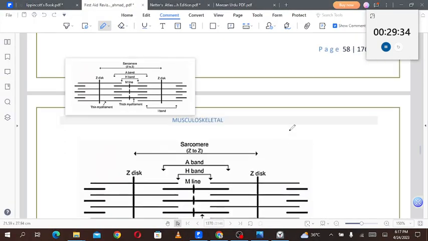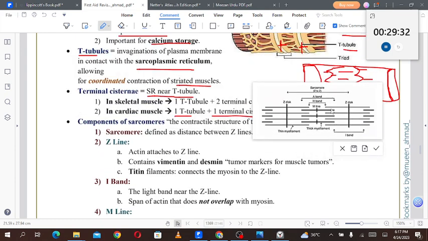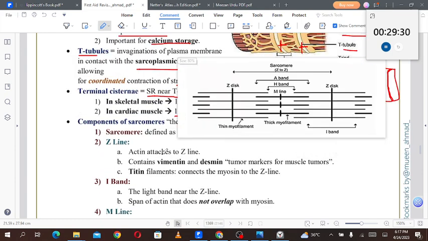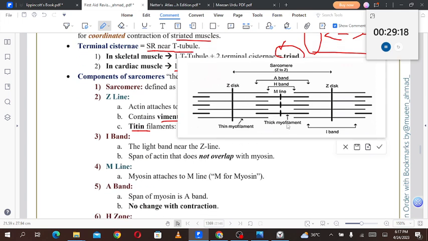I guess it's enough. So here you can see, right now I'm talking about the Z line. The actin filament will be attached to the Z line, which is made up of desmin and vimentin, right? And titin filaments will cause the attachment of myosin to this Z line. Okay, and what is the I band? The I band is the area around the two Z discs, which is a lighter tone. Your eyes can see through it because there are only actin filaments over there, no myosin present in the I band, right?